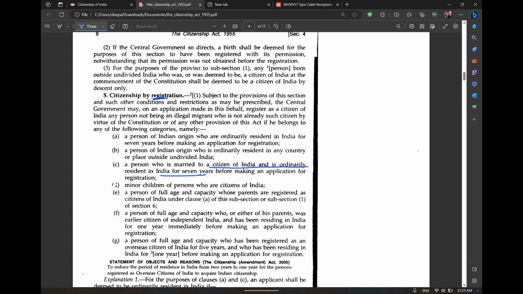Okay, so let me correct it. I have given 5 years. It was not 5 years, it is 7 years. The note I was referring to had written 5 years, but no, it is 7 years.